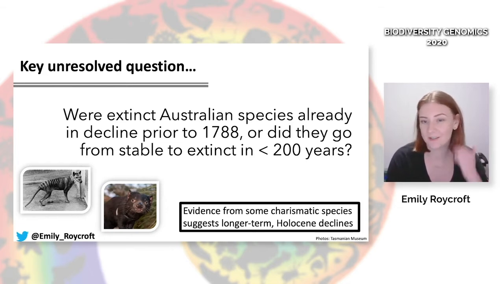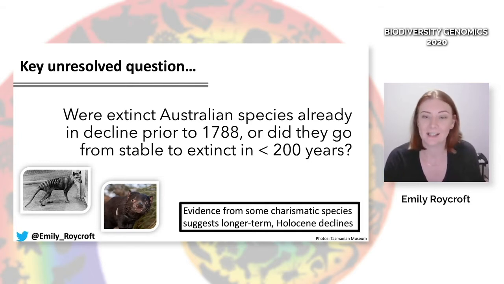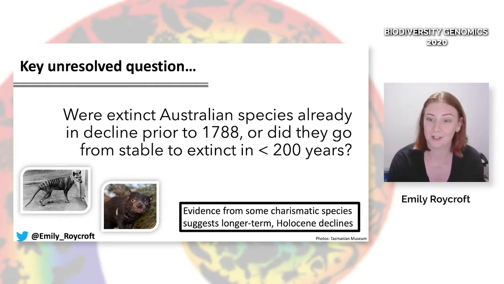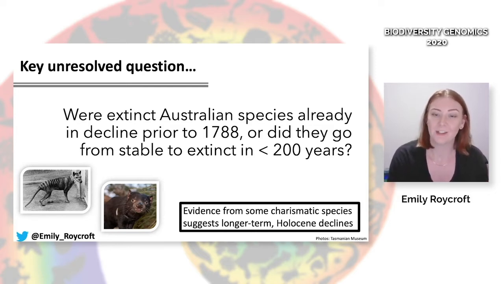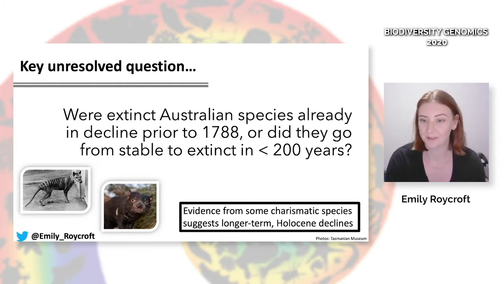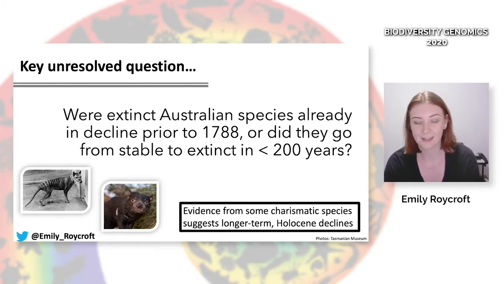So the significance of 1788 is that it's when Europeans colonised Australia. And so this brought with it a whole host of different threatening processes for native Australian wildlife. And it's unclear whether these species were potentially already in decline prior to this, or their extinction was as a direct result of these threatening processes that were introduced at that time.